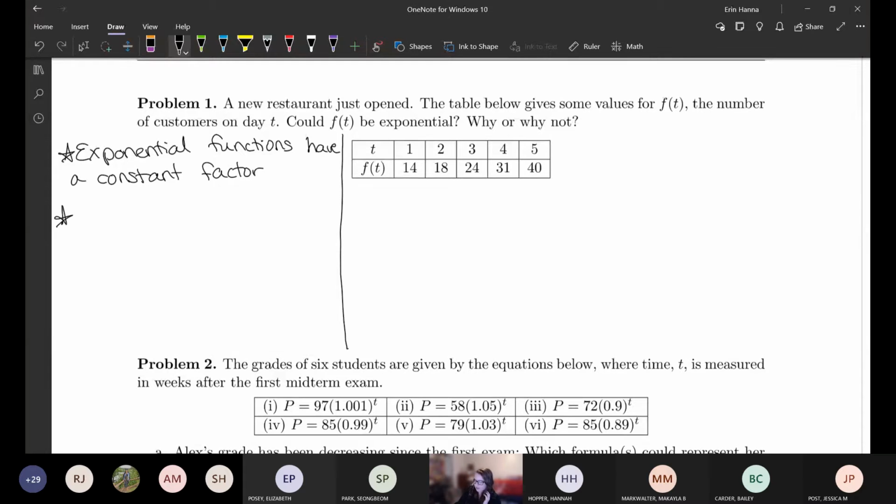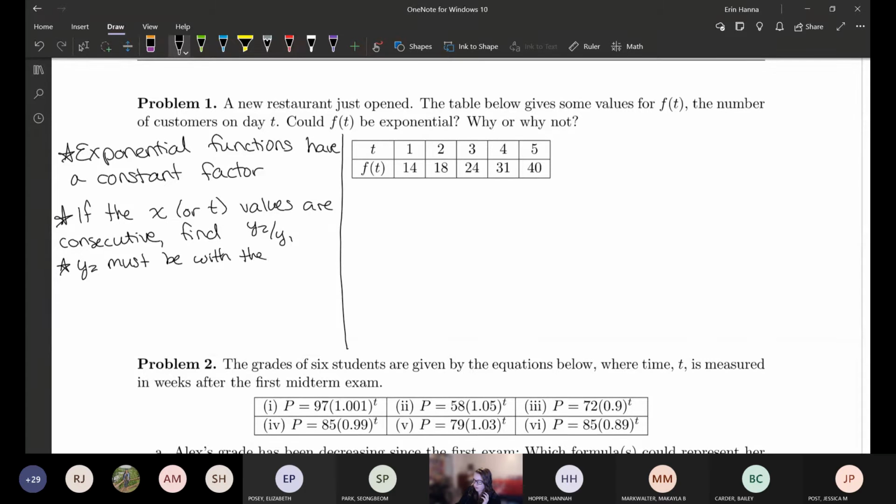So just like we had to find the constant slope, we have to find that constant factor. Here's the way you're going to find that constant factor. If the x, or t in this case, values are consecutive, you just calculate y2 over y1. Specifically, y2 must be with the larger x value. So unlike slope, this order matters. It always needs to be the y value associated with the larger x value on top.